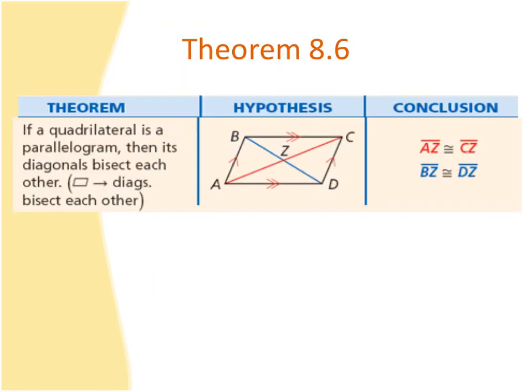Then the next slide has Theorem 8.6. This one states that if a quadrilateral is a parallelogram, then its diagonals bisect each other. Now, it doesn't state that the diagonals are congruent, just that they bisect each other. And what that means is this blue line, this piece is congruent to this piece. So BZ is congruent to DZ. And then for the red one, this piece, AZ, congruent to CZ. The diagonals bisect each other. They split them into congruent pieces.